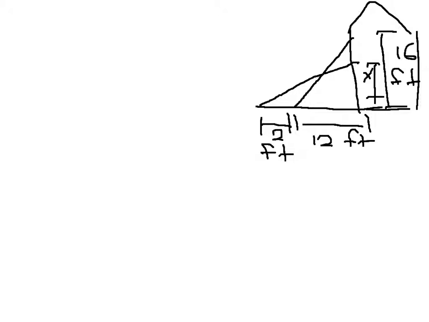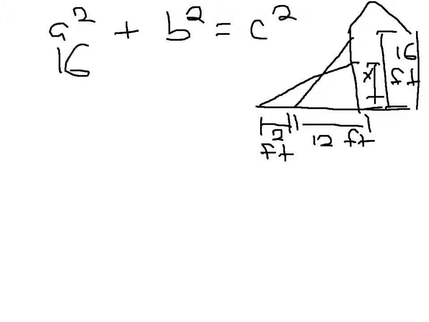So the original position of the ladder, I figured out that it had two legs of 12 feet and 16 feet. So to solve for the length of the ladder, I used the Pythagorean theorem, which is a squared plus b squared, or both of the legs squared, equals c squared, and c is the hypotenuse. So a would be 16 squared plus b, which is 12 squared, equals c squared.